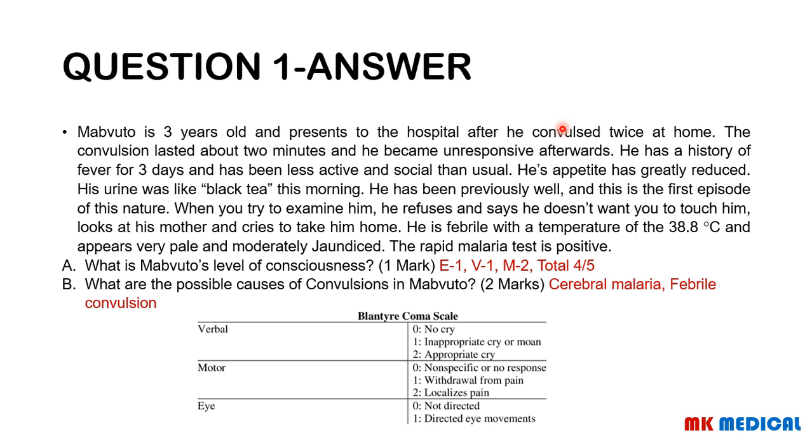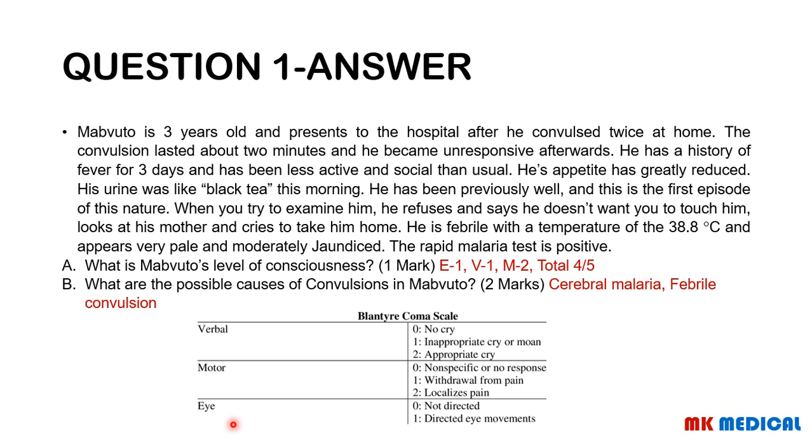So when you're assessing the level of consciousness in this child, there is a scale known as the Blantyre Coma Scale. I know some of you are hearing this for the very first time. It was named after the city Blantyre in Malawi, and it's a scale used to assess level of consciousness, especially in severe malaria. It has 3 parameters. It's like your Glasgow Coma Scale, but you can think of it for pediatric children.